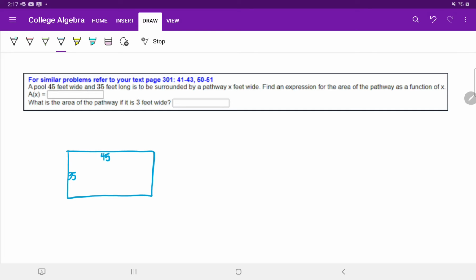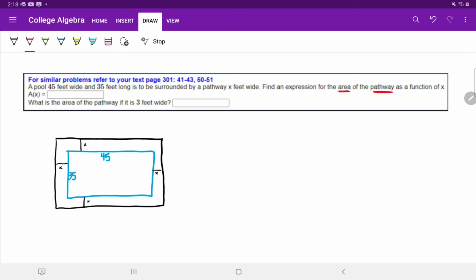And we're going to surround this pool by a pathway. So I'm going to draw a border around this pool. And our pathway is going to be x feet wide. So this distance here, this distance here, this distance here, and this distance here are all going to be x. I didn't draw a very accurate picture there on the right-hand side, but I think you get the point. Our goal is to find an expression for the area of the pathway.